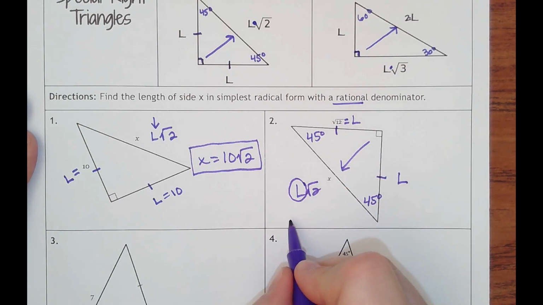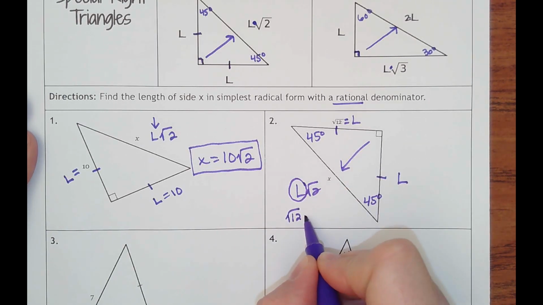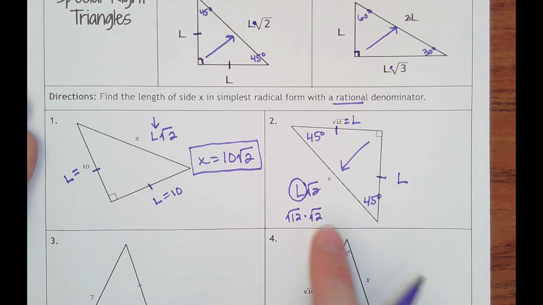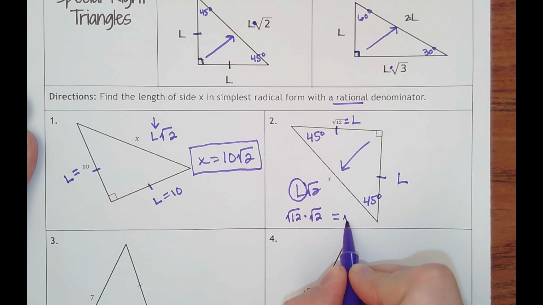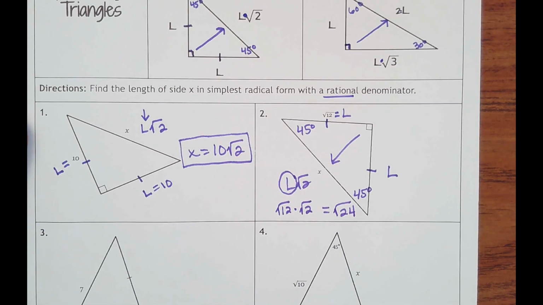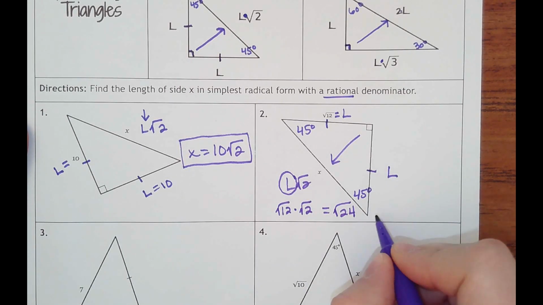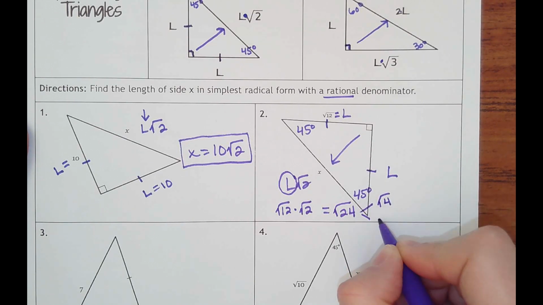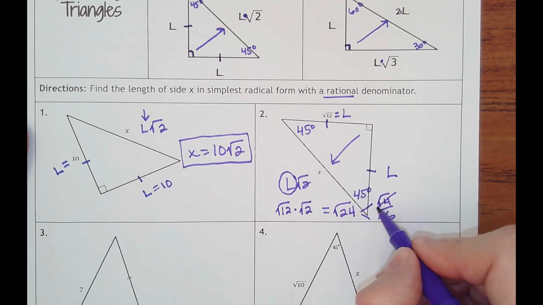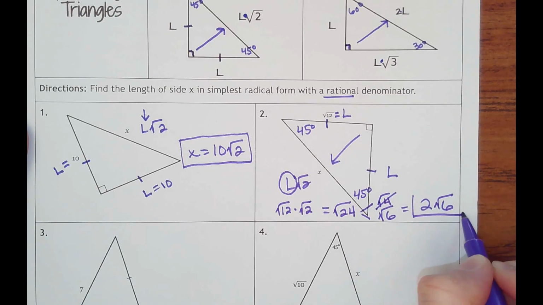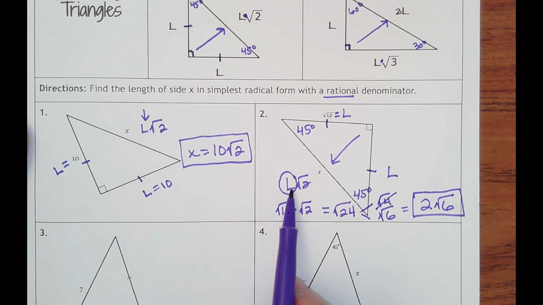But what's happening here is I'm taking a square root of 12 times a square root of 2. You can multiply radicals no matter what's under there. So 12 times 2 would be the square root of 24. But they want it in simplest form. So we've learned how to simplify radicals. I need to know that this really breaks into a square root of 4 times a square root of 6. And square root of 4 is a 2. So I get 2 square roots of 6. So all I did was plug in L, multiply, and simplify my radical.